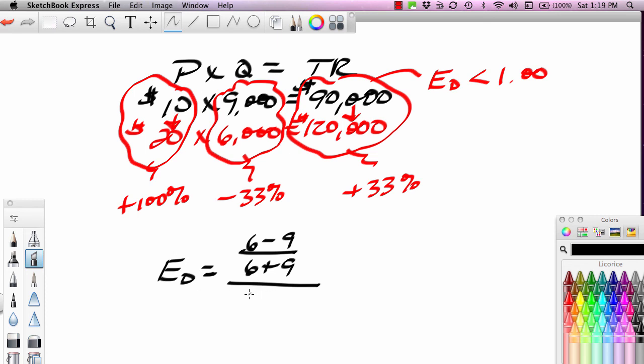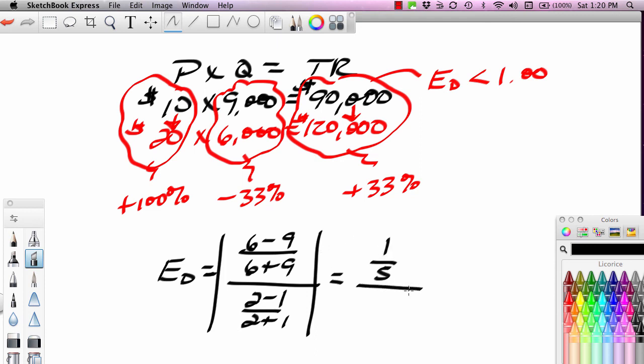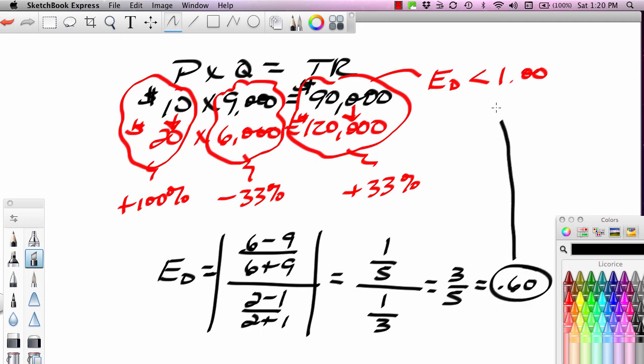I'm just going to factor the 10 out. 2 minus 1 over 2 plus 1. So we're calculating, using a midpoint formula, the ED. So what do we get here? That's minus 3 over 15, that's 1/5 in the numerator, and then that's 1/3 in the denominator. We can get rid of the negative sign. This is 3/5, this is 0.60. So buyers are relatively price insensitive.